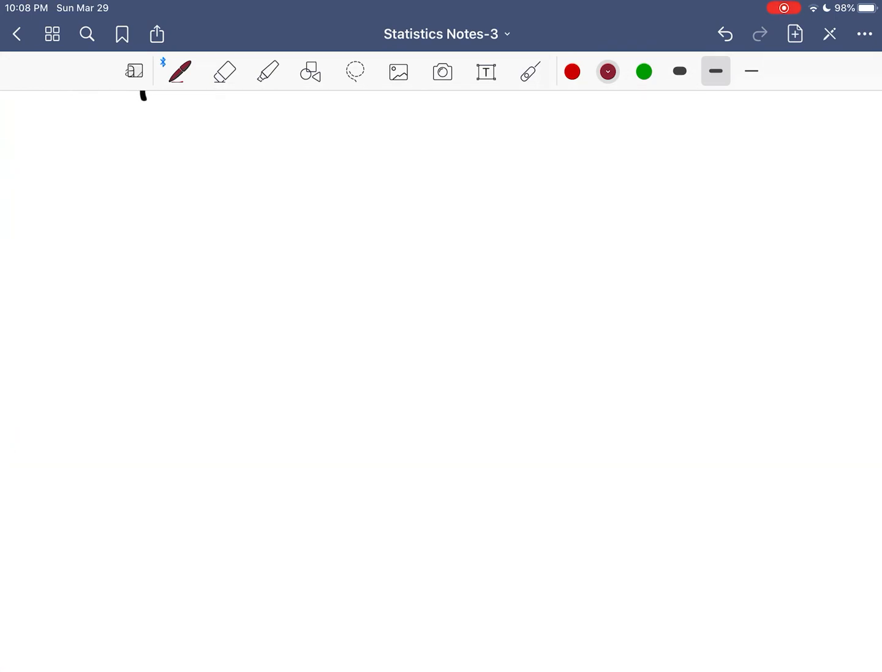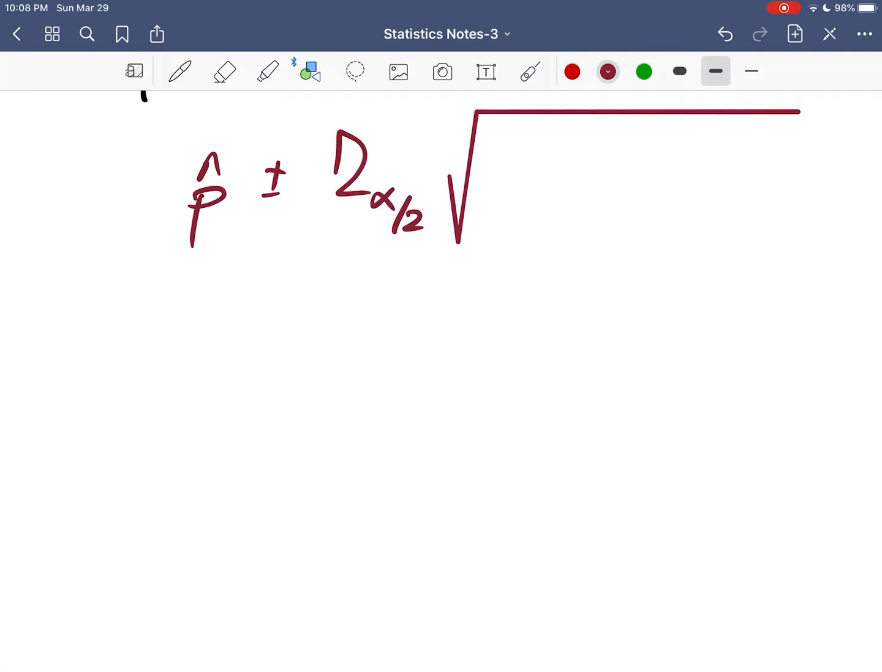And so I remind you of the formula: p bar plus or minus Z alpha divided by 2 multiplied again by the standard error, but in this particular case, it's the standard error for the sampling proportion. And if, in the rare occurrence, they tell you what the population proportion is, I usually write it as pi multiplied by 1 minus pi, divided by n. So mu is the population mean and pi is usually the population proportion.